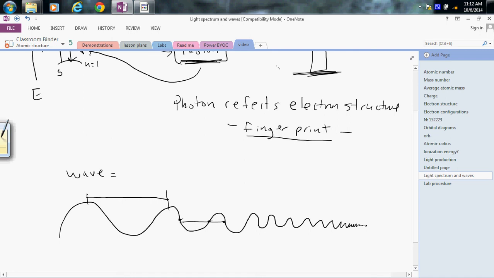As you go down, this would be an example right here of a high energy. So energy is increasing, and this would be relatively low energy, whereas this would be a high energy wave.